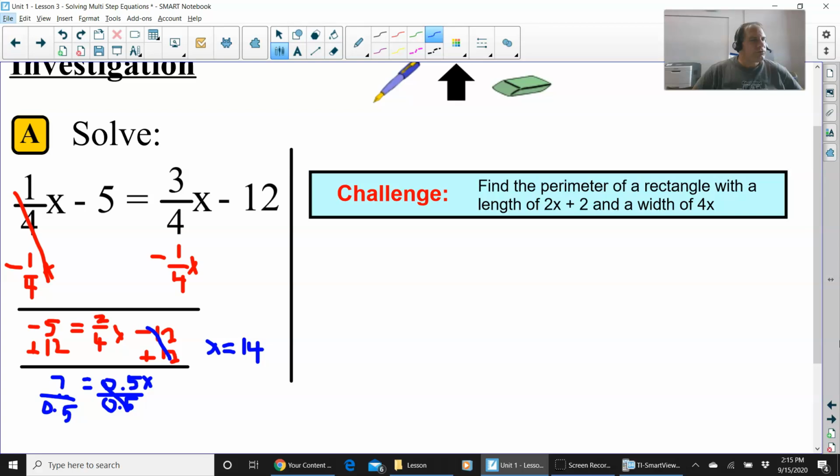Okay, so we subtracted 1/4 x from both sides, and you had 2/4 x minus 12, and then you added 12 on both sides. I got 7 here. Negative 5 plus 12 is 7, and I changed that 2/4 to a half. It's 0.5, and it divided by 0.5, and x equals 14. Skip that challenge.